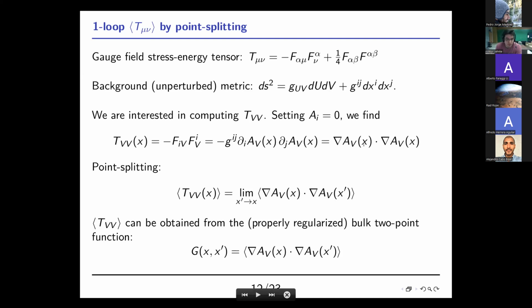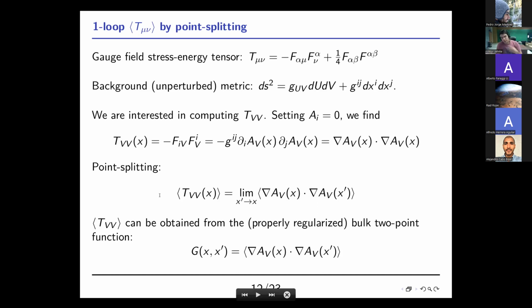So to compute this by point splitting, basically you take the expectation value on both sides of this equation. And of course, you have here a 2-point function in which the fields are computed in principle at the same point. So this usually diverges. So what you do in the point splitting method is compute the two fields at different points. And by doing that, you can obtain the expectation value of the stress energy tensor from this 2-point function after some proper regularization. Yeah, so basically we need to compute this 2-point function.